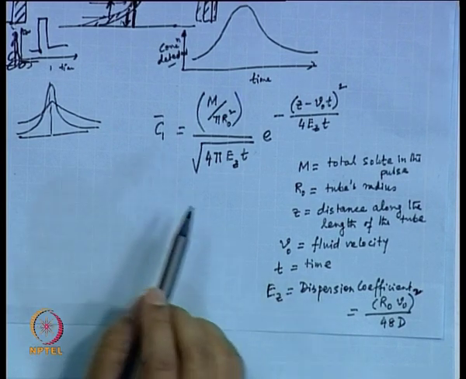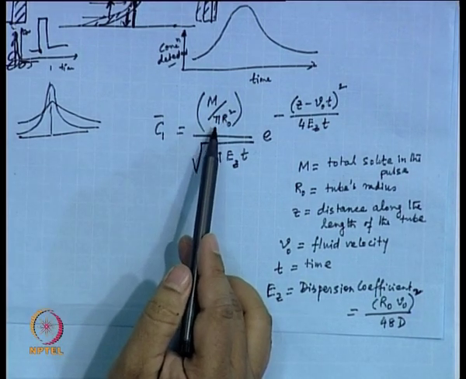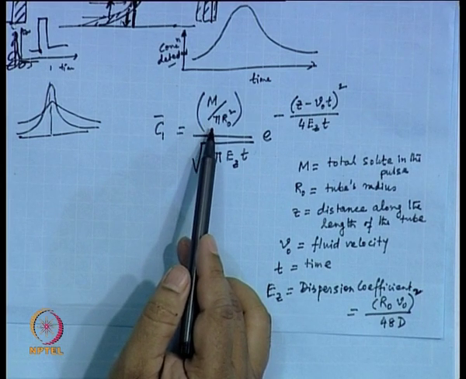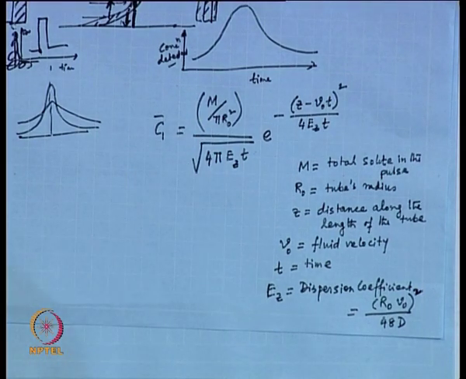Now, what do we have here? If we look at this m divided by pi R0 square, does this ring a bell? M is the total solute in the pulse, and R0 is the radius of the tube. So, pi R0 square is the area over which the diffusion takes place. You remember when we talked about the diffusion of a spot of tracer in an infinite medium, there also we had an m by A term in the numerator. So, this m by pi R0 square is that m by A term. That is one thing I want you to appreciate.